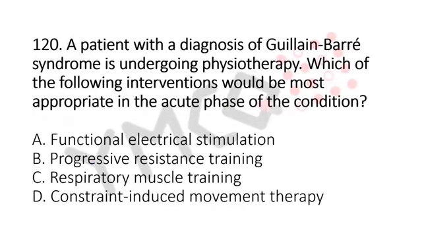Now let's move to question number 120. A patient with diagnosis of Guillain-Barré syndrome is undergoing physiotherapy. Which of the following intervention would be the most appropriate in acute phase of condition? Option A, functional electrical stimulation. Option B, progressive resistance training.